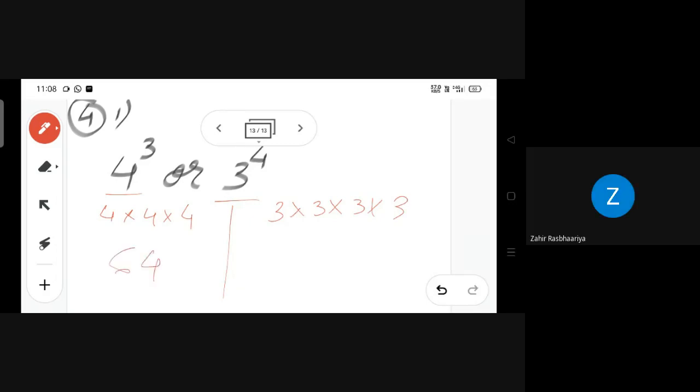Tell me, which one is greater? I hope you understood how we calculate it. No, this is question number 4, first one. Have you understood how we calculate it? Okay, I'll do this sum once again.